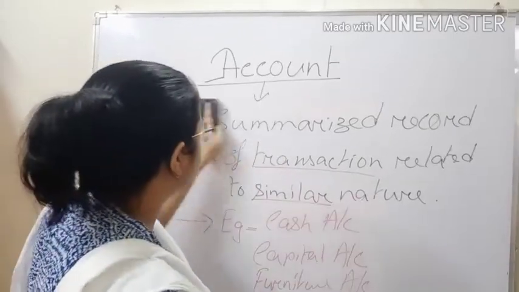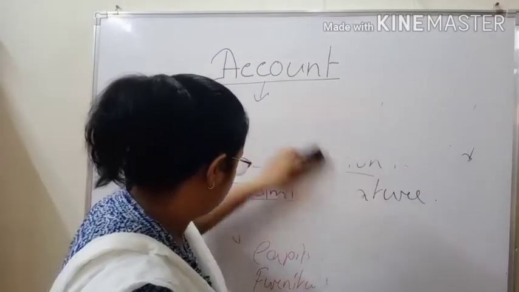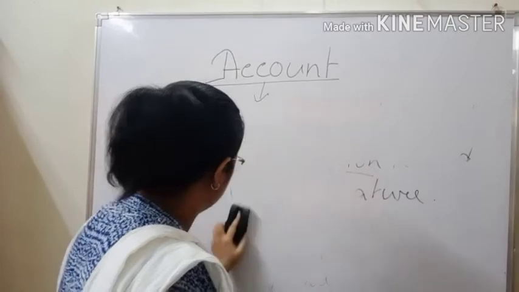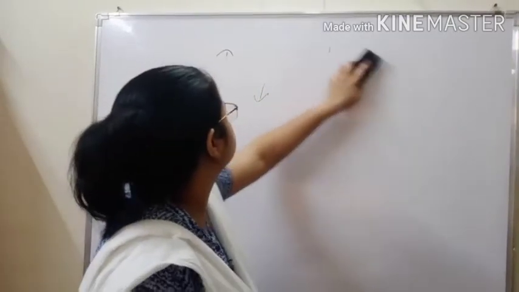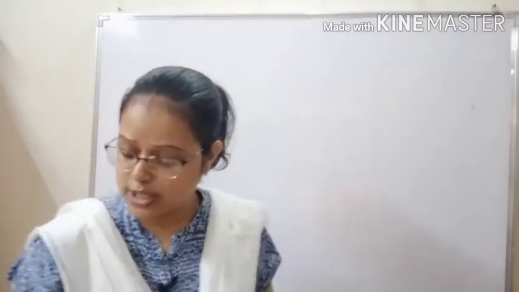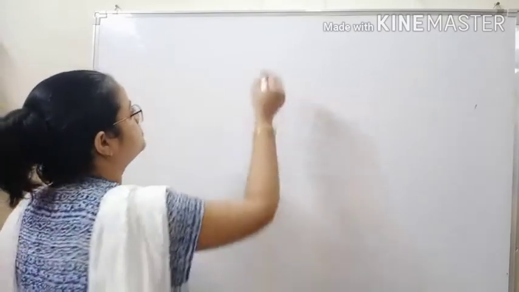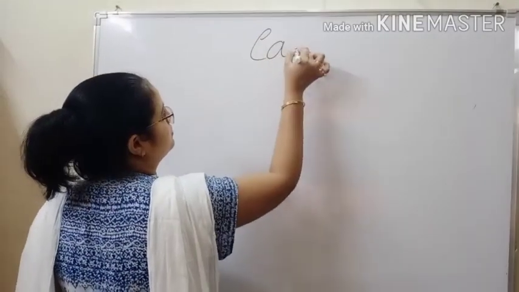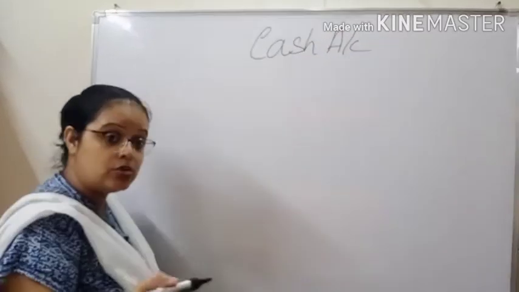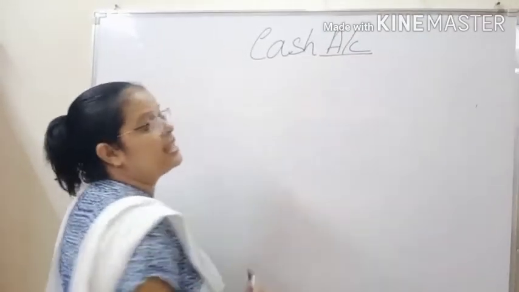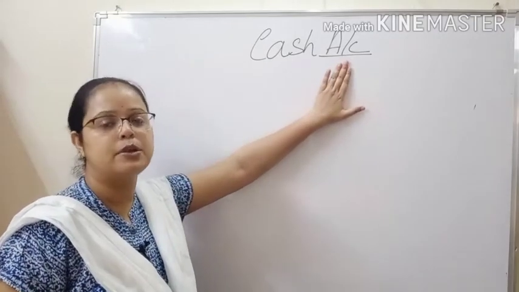Now what is the specimen? If we draw a specimen of a particular account, what will it be? What will we record? See the specimen of an account. Let us take the cash account as an example. So this is the format of an account, abbreviated as A/C. Clear? So in short format we can write A/C.